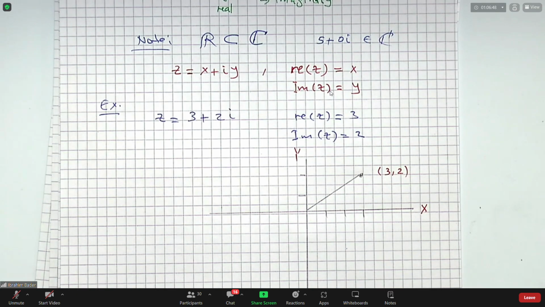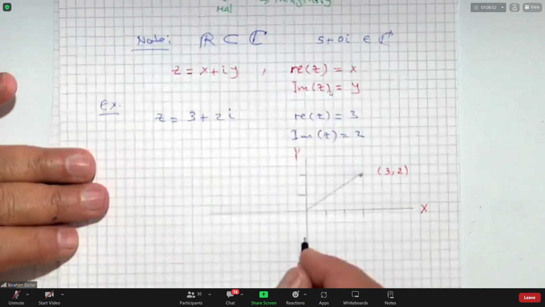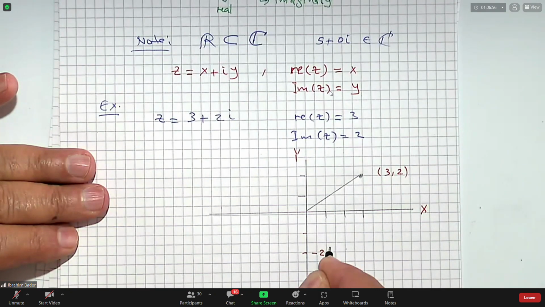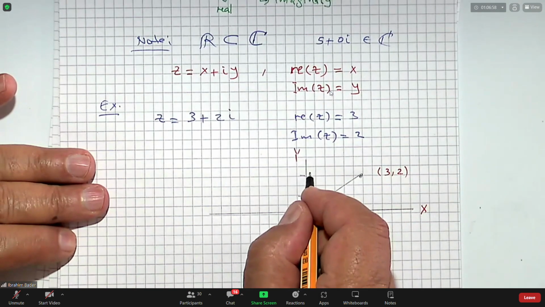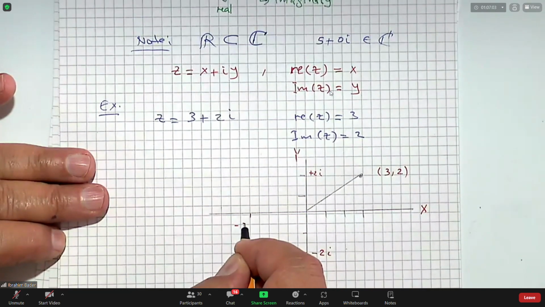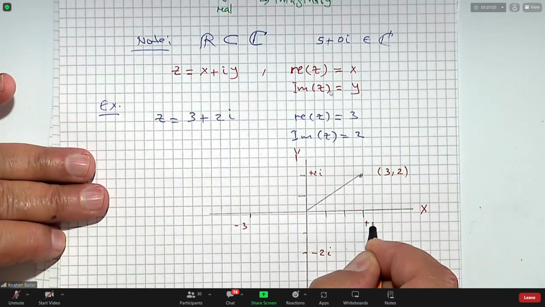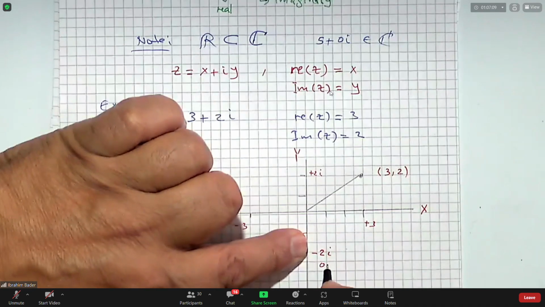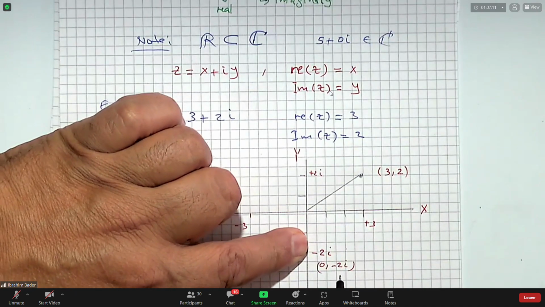For instance, here, if I ask you, where is the number? Let's say this number here. This is 1, 2. This is negative 2i. This is here positive 2i. This is here maybe negative 3. This is positive 3. Okay, so the coordinate of this point here is 0 and negative 2i.